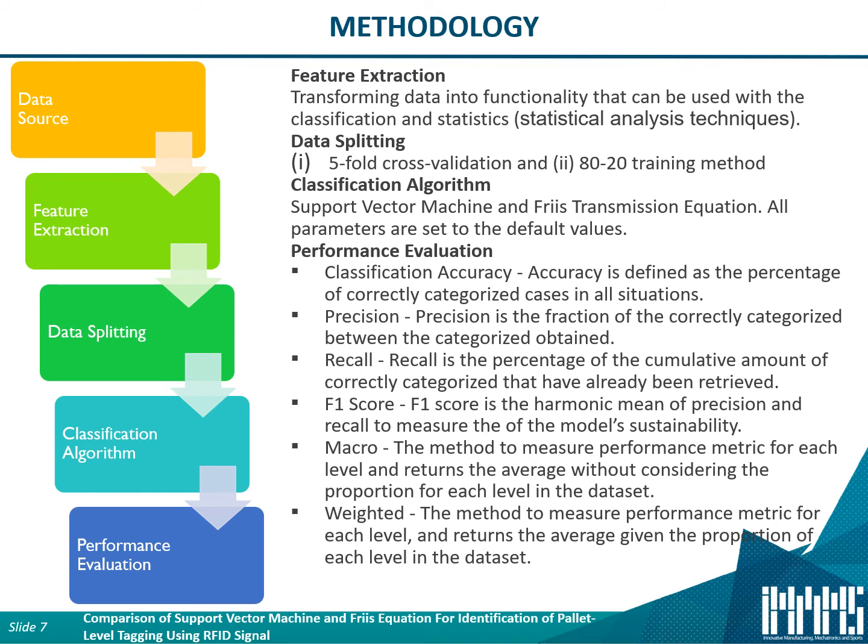In the performance evaluation part, there are 4 evaluations that we're going to look at. First is the classification accuracy, second is the precision, third is the recall, and fourth is the F1 score. In the multi-class classification, the macro and the weighted average are needed. This is because we want to know whether the sample size affects the evaluation performance or not.